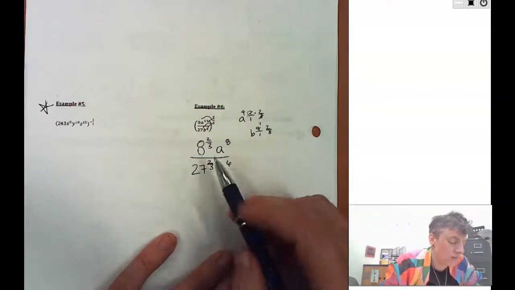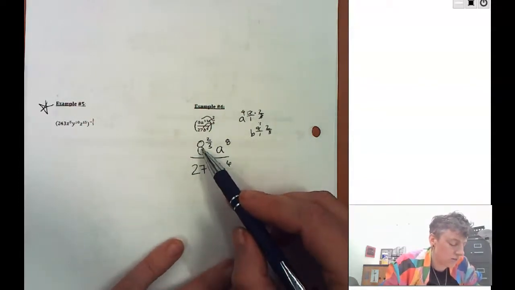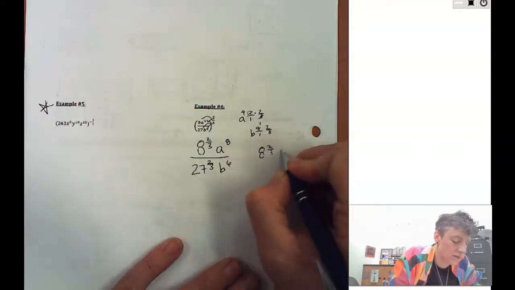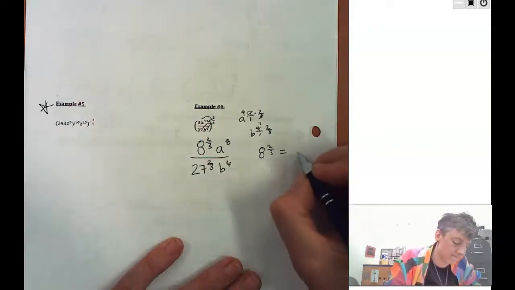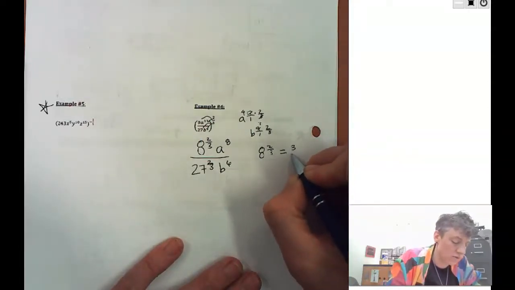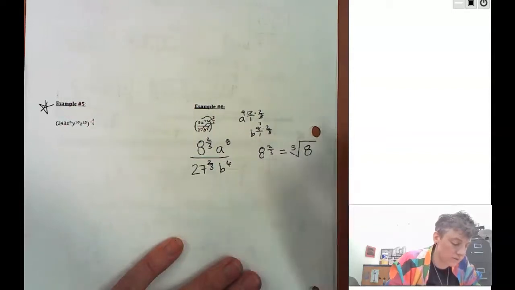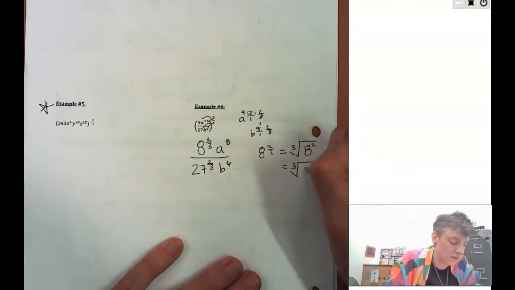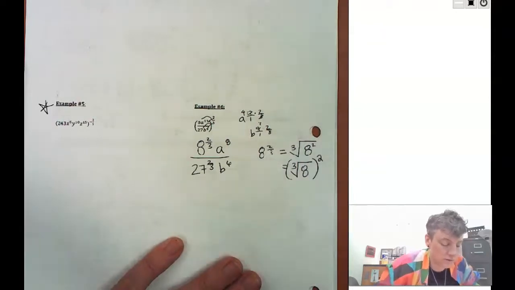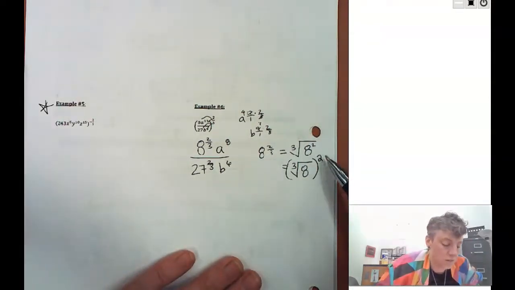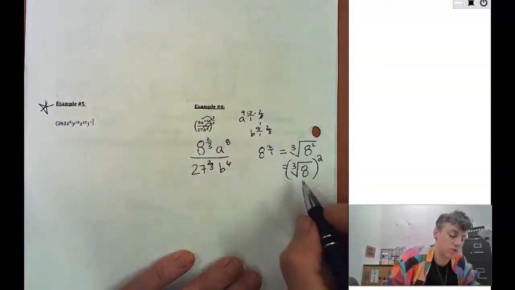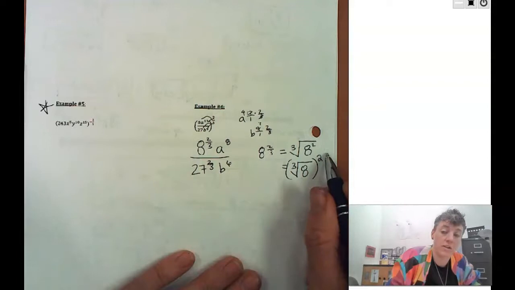Okay. Now we know that 8 to the 2/3 is the same as the cube root of 8 squared, which is the same as the cube root of 8, all of that squared. I'm going to use this one here because I actually already know what the cube root of 8 is, and you shall soon have that memorized. But let's just do the cube root of 8 and then we will square our answer.